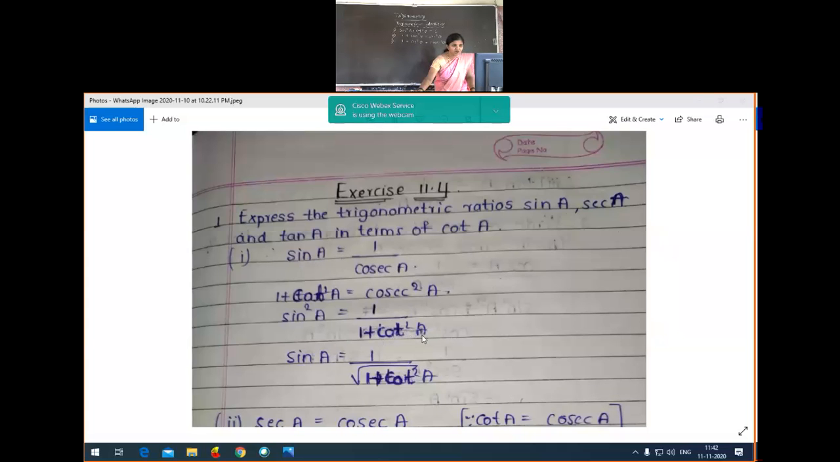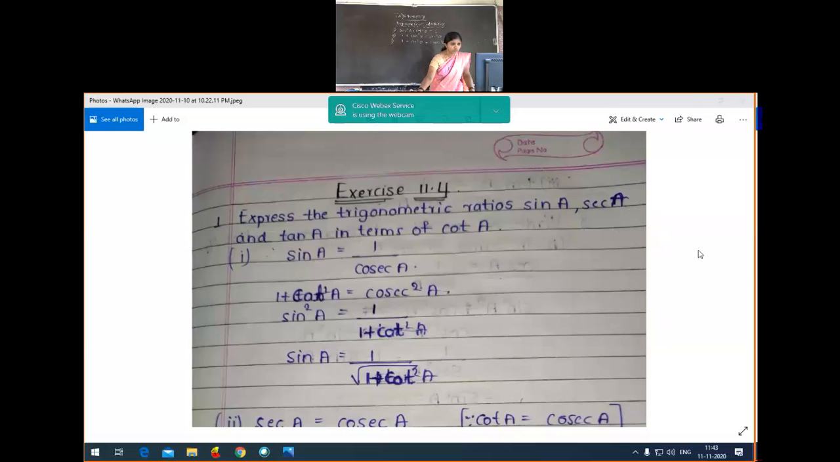Is that clear? Cosec square A is the first step, then the cosec square A value is 1 plus cot square A. Here we have sin square A is equal to 1 by 1 plus cot square A. What is the value of sin A? Sin A is 1 divided by the square root of 1 plus cot square A. Got the idea of this problem, students?